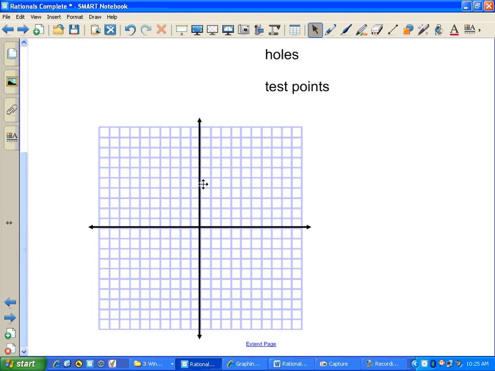So I've got horizontal asymptote at 3. 1, 2, 3. Okay, there's my horizontal asymptote. I've got vertical asymptotes at 5 and negative 5. 1, 2, 3, 4, 5. And negative 1, 2, 3, 4, 5. Okay, so there's my asymptotes.